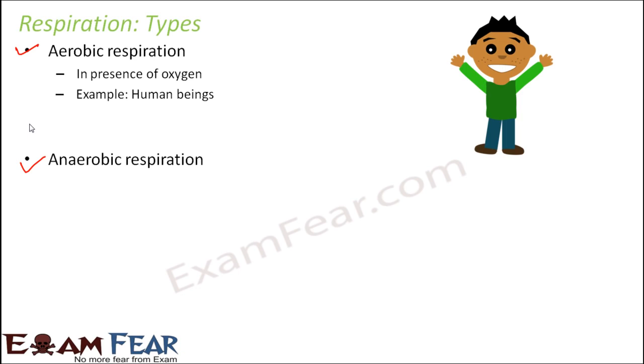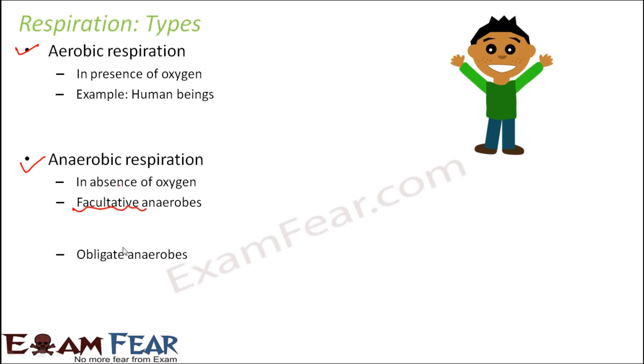If you talk about anaerobic, as the name says, something which is not aerobic, this type of respiration takes place in absence of oxygen, because there are many organisms which live in an environment where there is no oxygen, but still they also need to respire. So there are again two types of anaerobes. One is facultative anaerobes and the other is obligate anaerobes. So these are the two types of anaerobes, that is organisms which undergo anaerobic respiration.